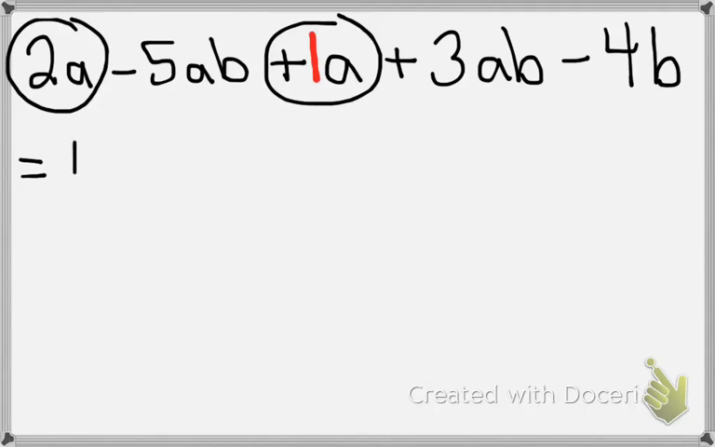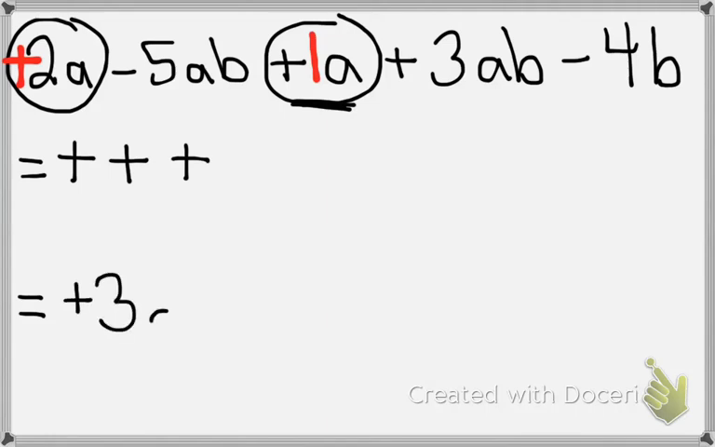So we got 2 positives for the positive 2a, because if there's no sign at the beginning of the term, it's automatically a positive. So we got 2 positive a's, and then we've got 1 more positive a for this one. And there's no other a terms, so that just leaves us with positive 3 a terms. We'll cancel those out. The next term we come across going left to right is negative 5ab.